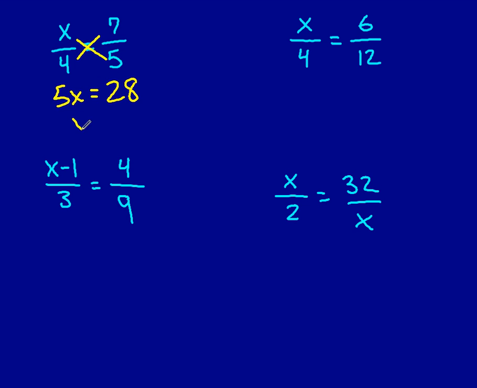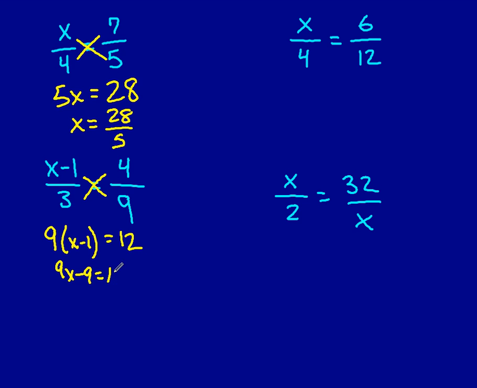So all I have to do is solve for x. I would do it by dividing by 5, and I get 28 over 5. Down here, when I multiply, I would have 9 times this quantity of x minus 1, multiplied by the whole thing, equals 3 times 4, which equals 12. I would distribute this 9, so 9x minus 9 equals 12.